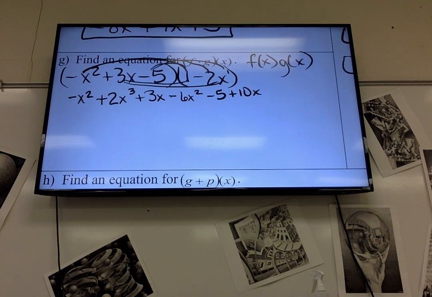Sweet. Combining like terms, we have negative 7x. Nope, just kidding. Well, that's true, but I left out the 2x cubed. Then negative x squared, negative 6x squared is negative 7x squared. 3x and 10x is 13x. And then minus 5.